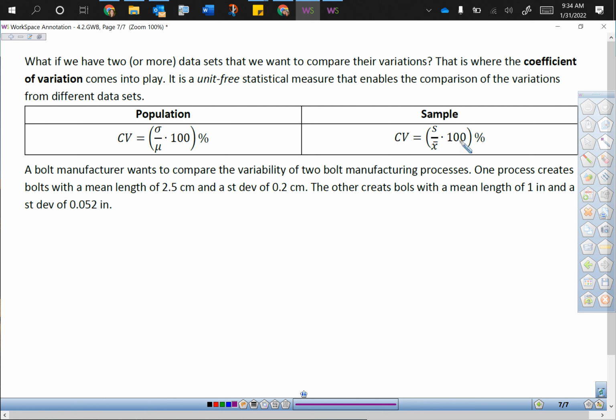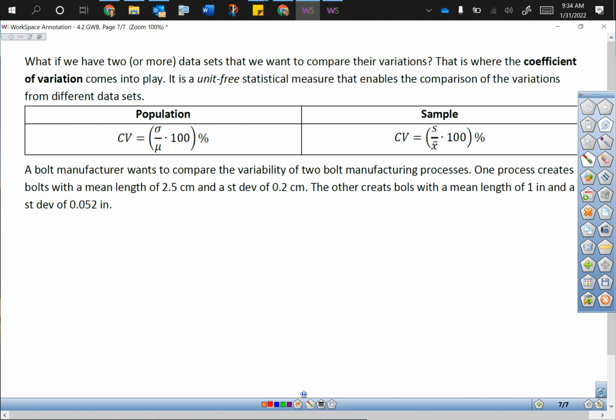A bolt manufacturer wants to compare the variability of 2 bolt manufacturing processes. One process creates bolts with a mean length of 2.5 centimeters and a standard deviation of 0.2 centimeters. The other creates bolts with a mean length of 1 inch and a standard deviation of 0.052 inches. So we want to compare these 2 bolts, but they're in completely different measurements. That's where the coefficient of variation comes in play.